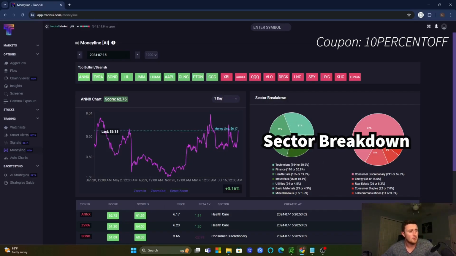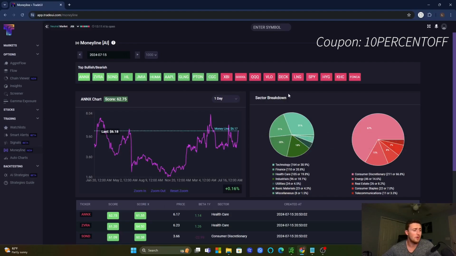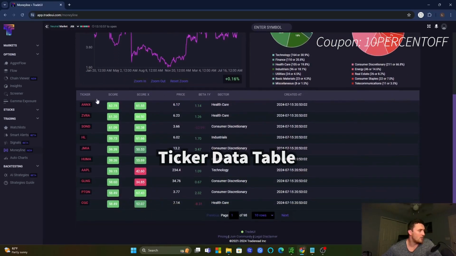Right here we have a sector breakdown, which tells you each sector that has the most activity based on the data compiled. That way you can figure out what sectors are moving overall with option flow and how you can use that. And then down here, we have a ticker table.